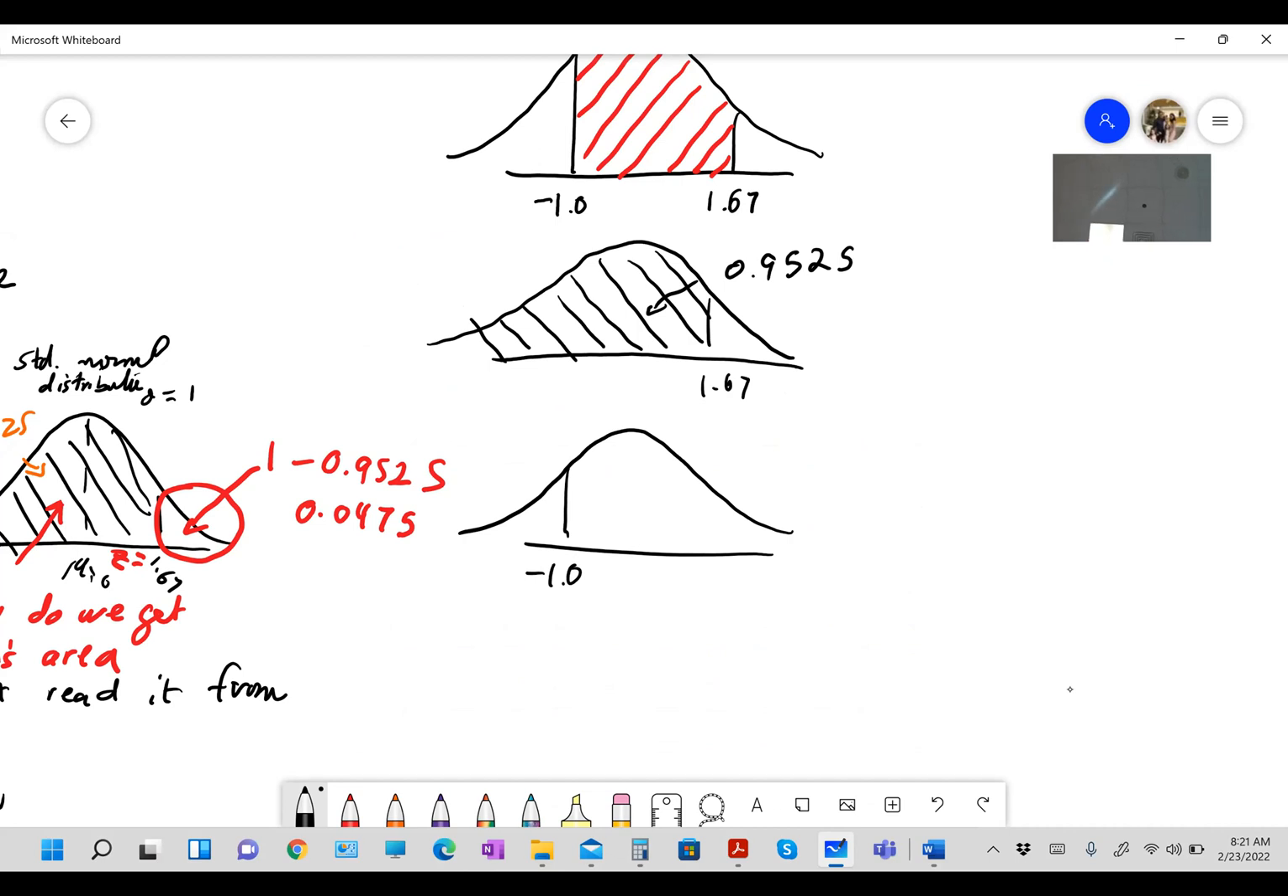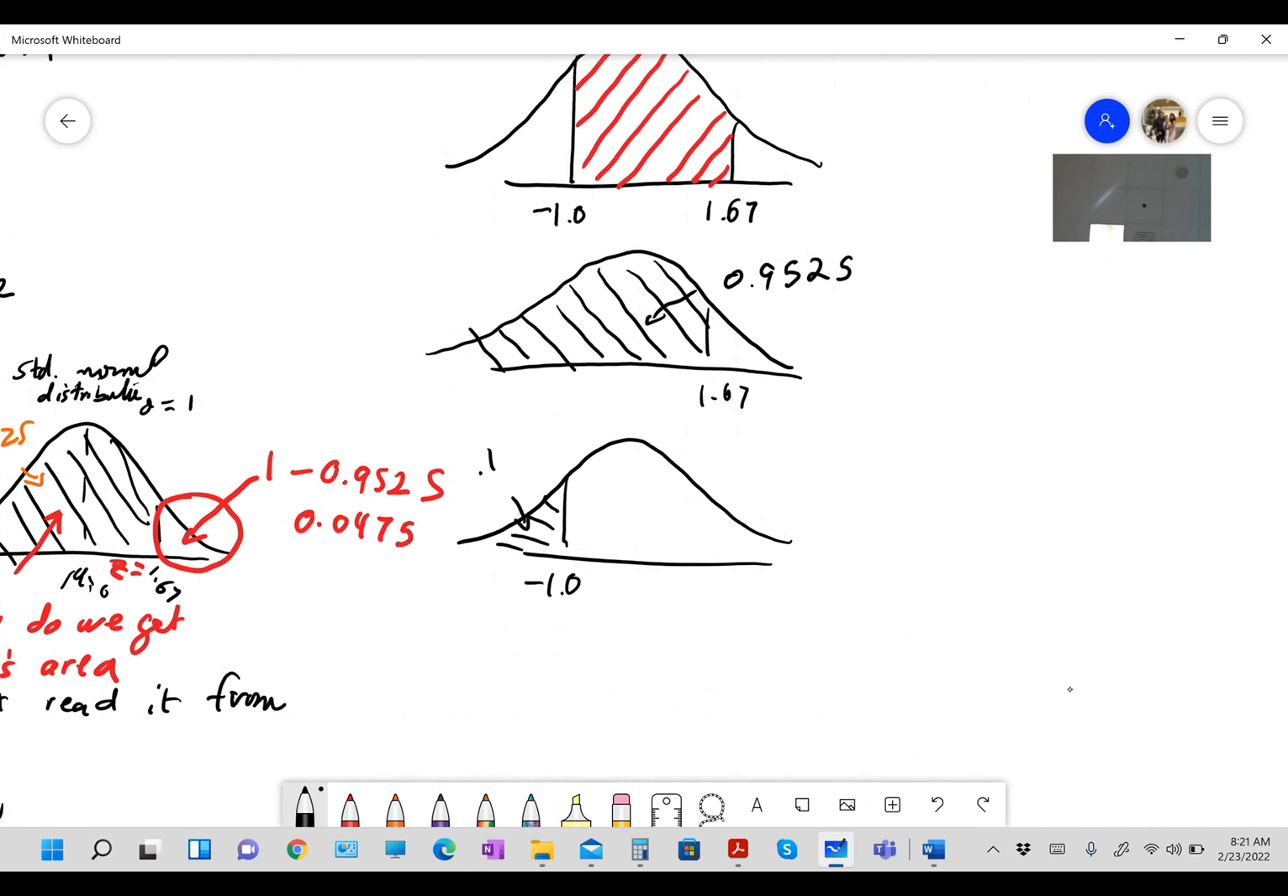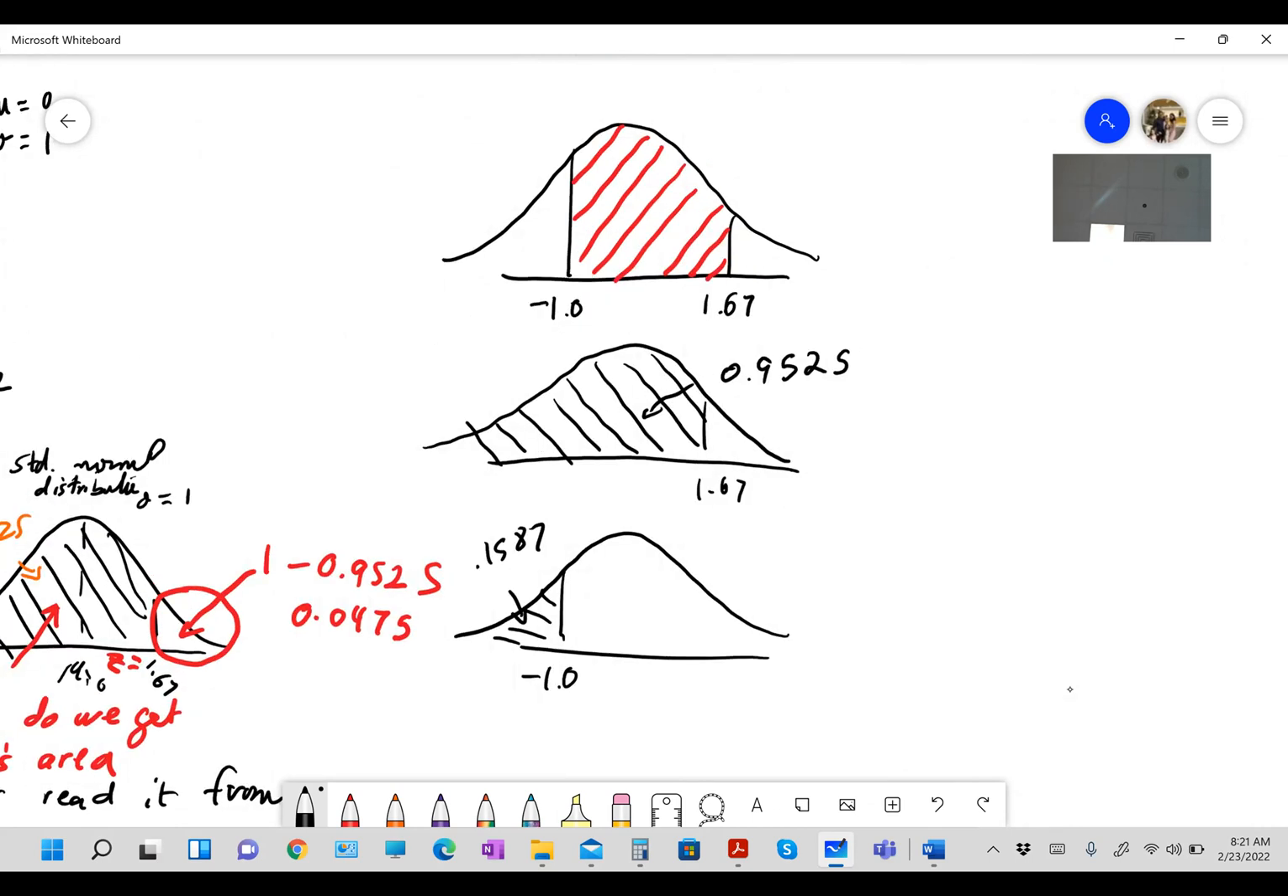So this area here came out to 0.1587. Now, any ideas on how to get the original area we were thinking about? Think about it. What if I drew a line here? Would you agree that this piece here is 0.1587, but this whole piece from here to here is 0.9525? So if I chopped off this piece like this, wouldn't it have the area in between? You see what I did?